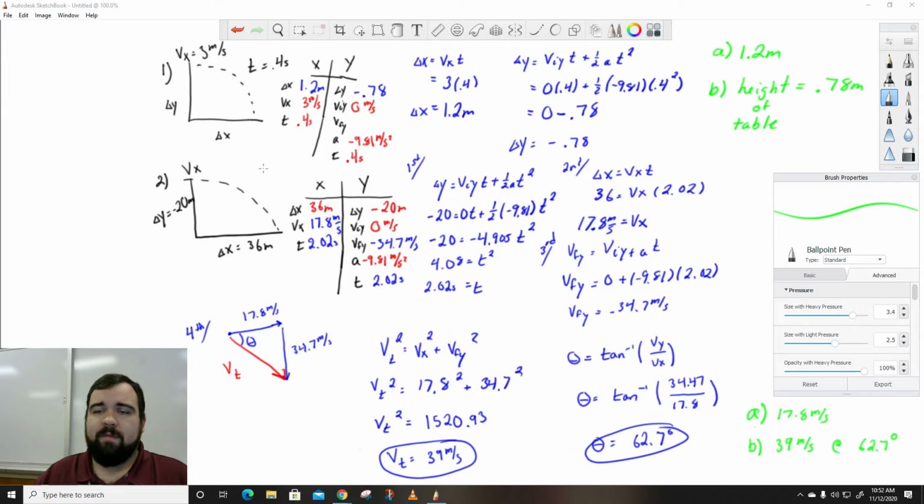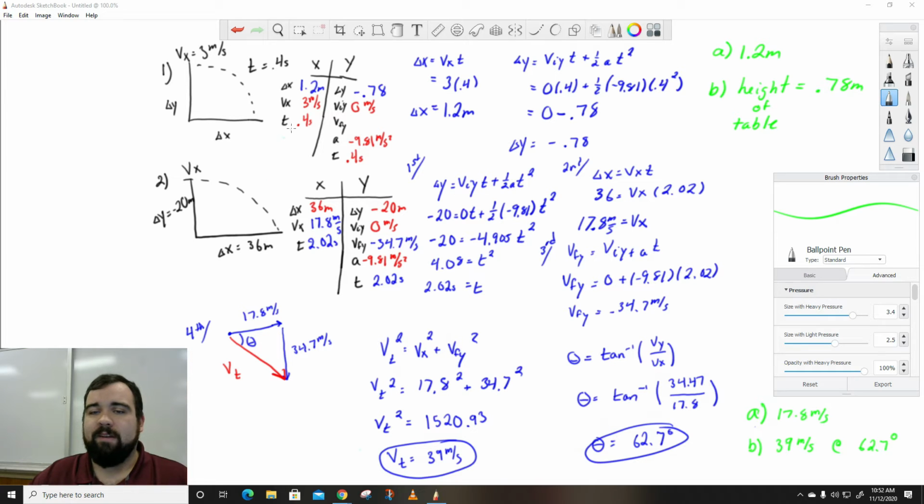Now, for the next step, we're going to create a little chart: our delta x, vx, and t on one side, and then the other side is delta y, VIY, VFY, a, and t. Notice t is on both sides, and that's because t is a crossover variable. The amount of time it takes to fall is the same amount of time it takes to travel horizontally. So whatever you solve for t in either column, you can put that t in both.